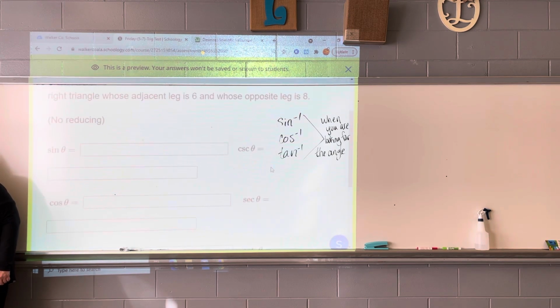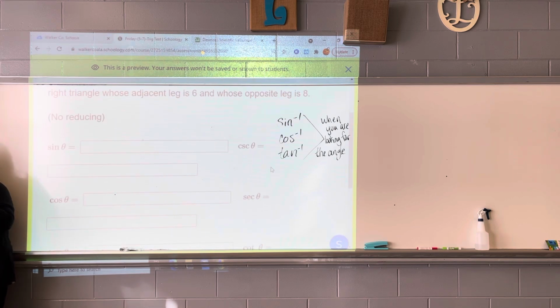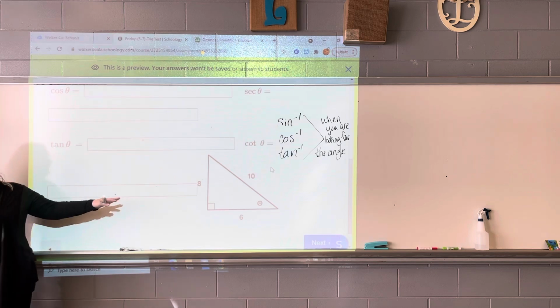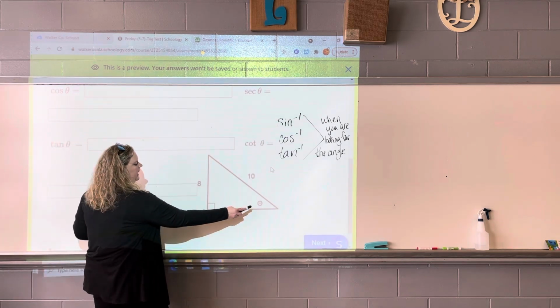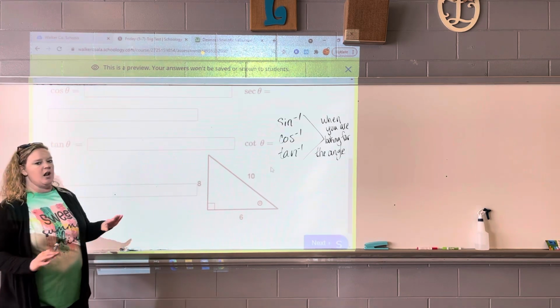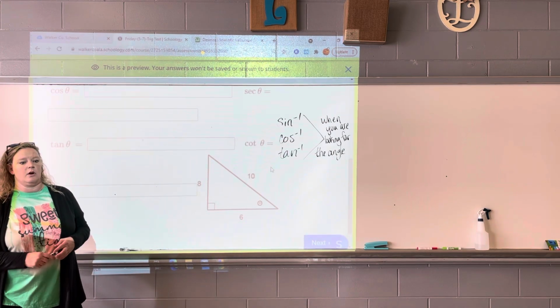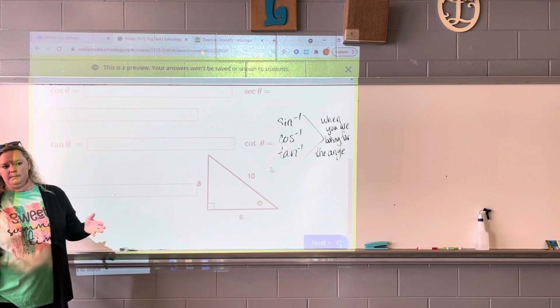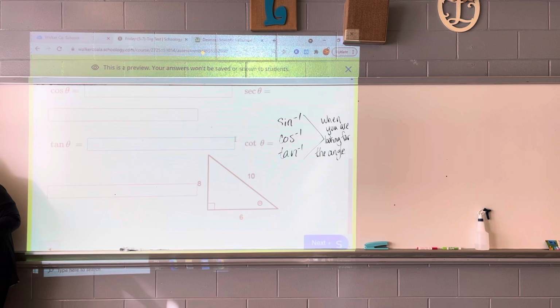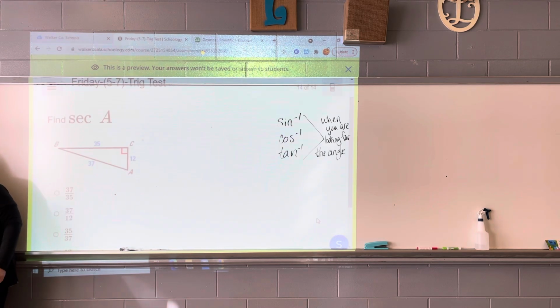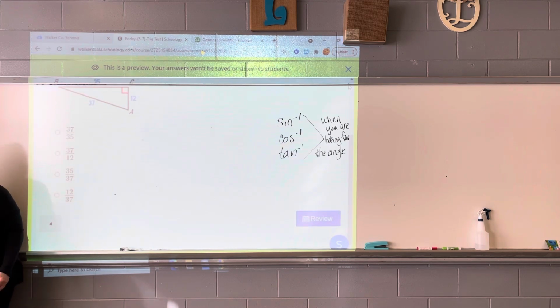Again, here's another one. She didn't give her kids the missing side, but I went ahead and gave y'all the triangle down here. So here's your theta, and then this side's 6, this side's 8, this side is 10. And she did not do any reducing. So her fractions are 6 over 8, 10 over 8, whatever they are. And then I think there's only a few more. No, this one's it. And then you're picking secant. And that's it. That's the whole test.